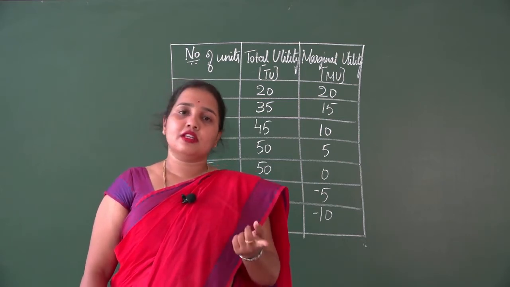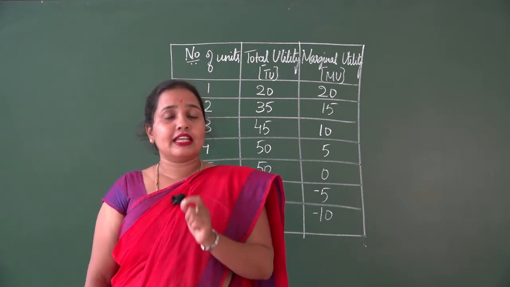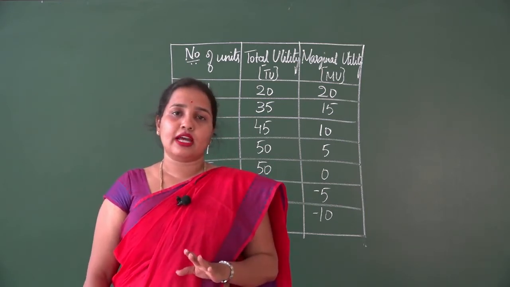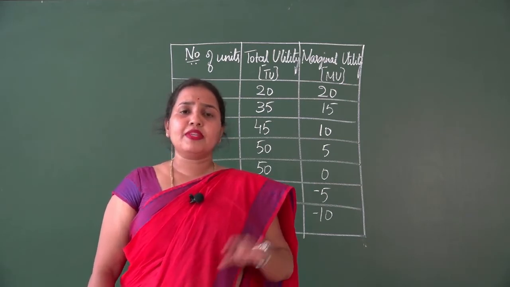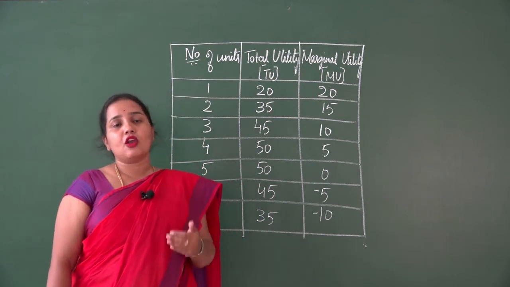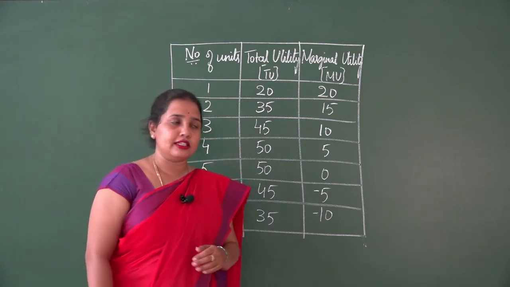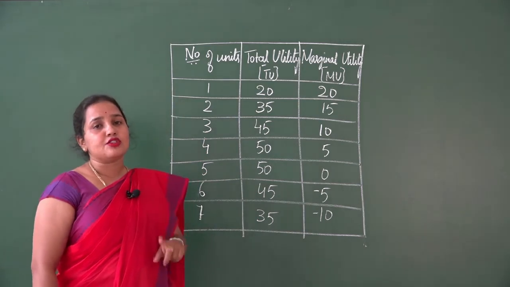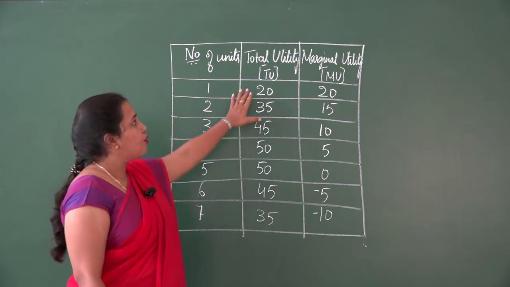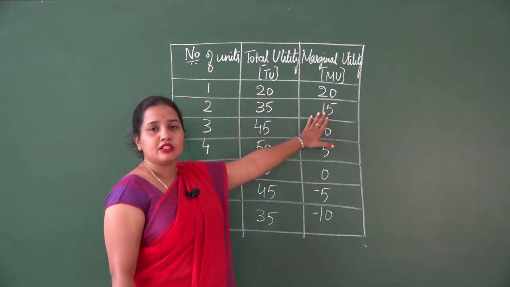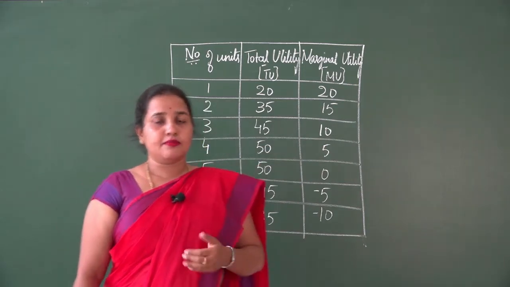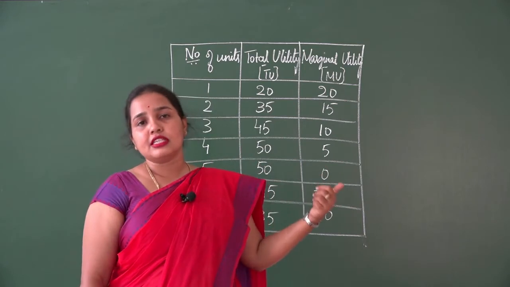Then what is marginal utility? The additional utility derived from the consumption of an additional unit of the commodity is called marginal utility. This schedule can be used to understand the law of diminishing marginal utility. Let us consider that a consumer consumes about 7 units of a commodity. Then what would be the total utility and marginal utility he derives, and we shall also see a diagrammatic representation of this schedule.